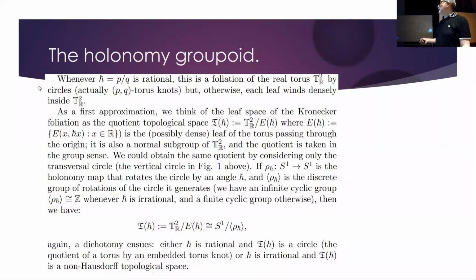So, just as quotient spaces, it is clear that I can just take the circle and divide by this rotation. But of course, if the rotation is irrational, the quotient is non-Hausdorff. And this is as topological spaces.